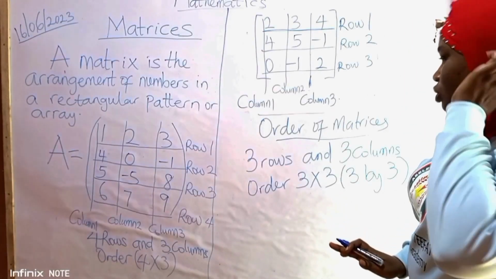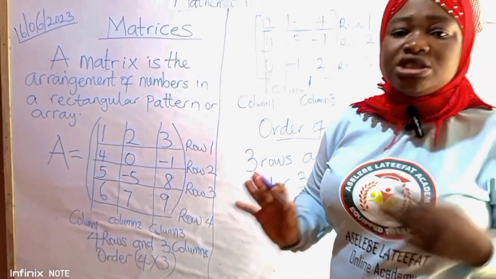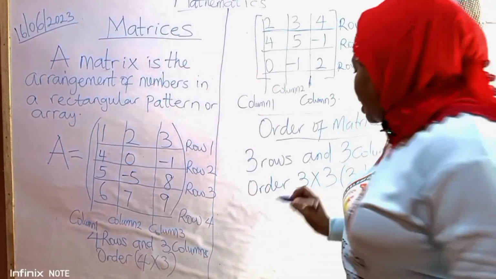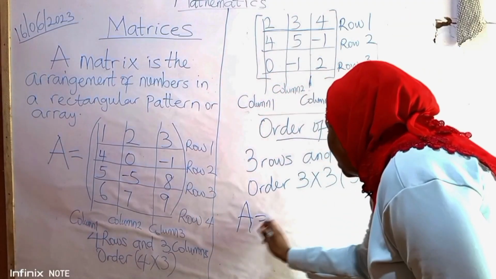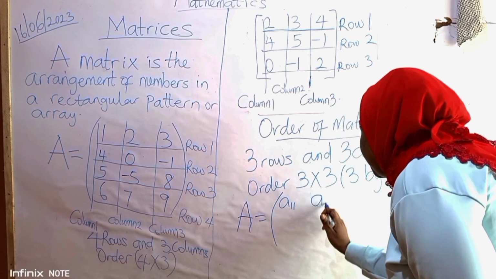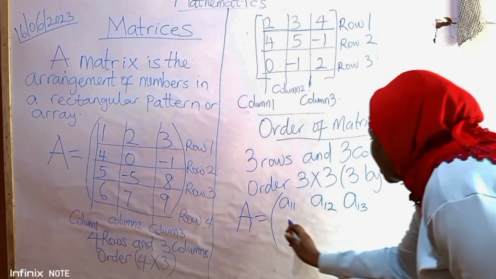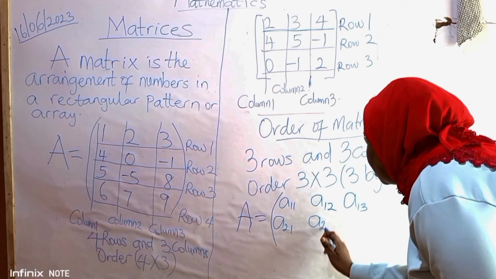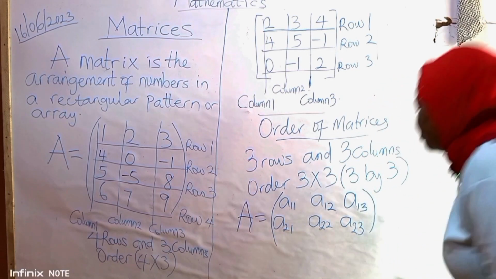Another thing that you have to know is that you can use letters to denote the elements of any given matrix. For example, let's say this is matrix A. So I can say that this is A11, A12, A13, then A21, A22, A23. I can stop here.